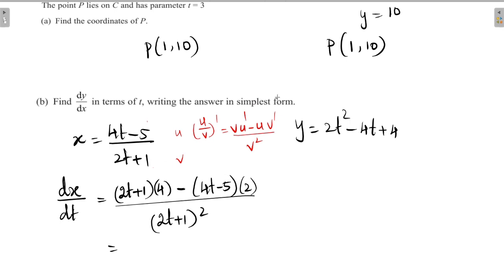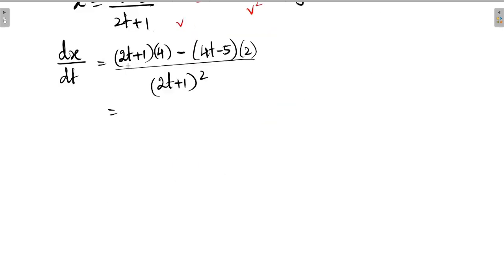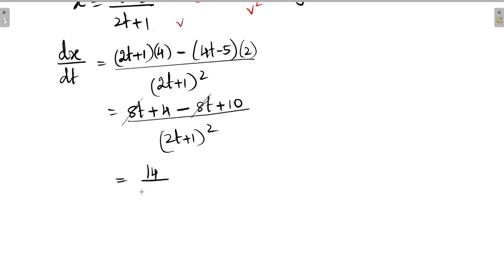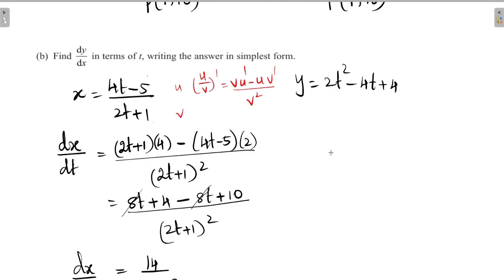Let's simplify the numerator. So 4 times 2t is 8t plus 4 minus 8t plus 10 divided by 2t plus 1 the whole squared. So 8t is cancelled, 14 by 2t plus 1 the whole squared. Let it be. This is dx by dt. Similarly, we can find out dy by dt also. dy by dt is equal to differentiation of y with respect to t, that is 4t minus 4.